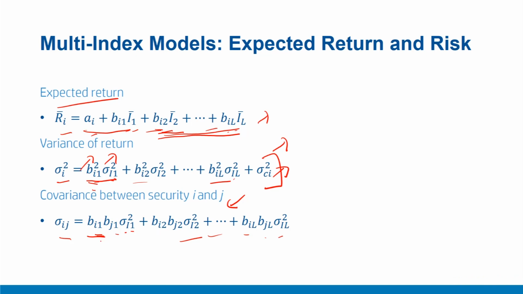Here for example Bi1 and Bj1 are the sensitivities of security i and j with respect to index I1. So security i, security j and their influence with respect to this index I1. Similarly Bi2, Bj2 with respect to index I2, and similarly we have all the other covariance terms. So this is how we define covariance terms.